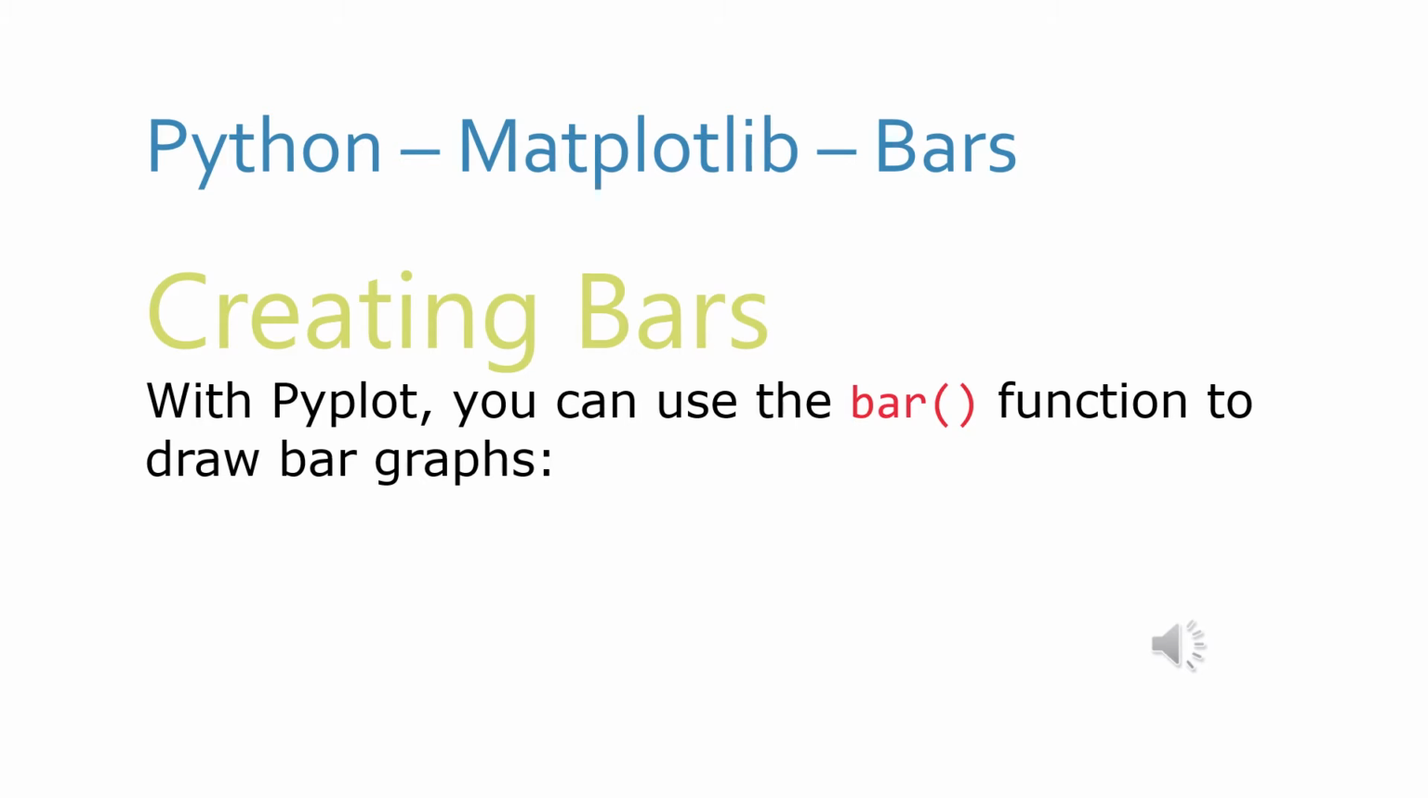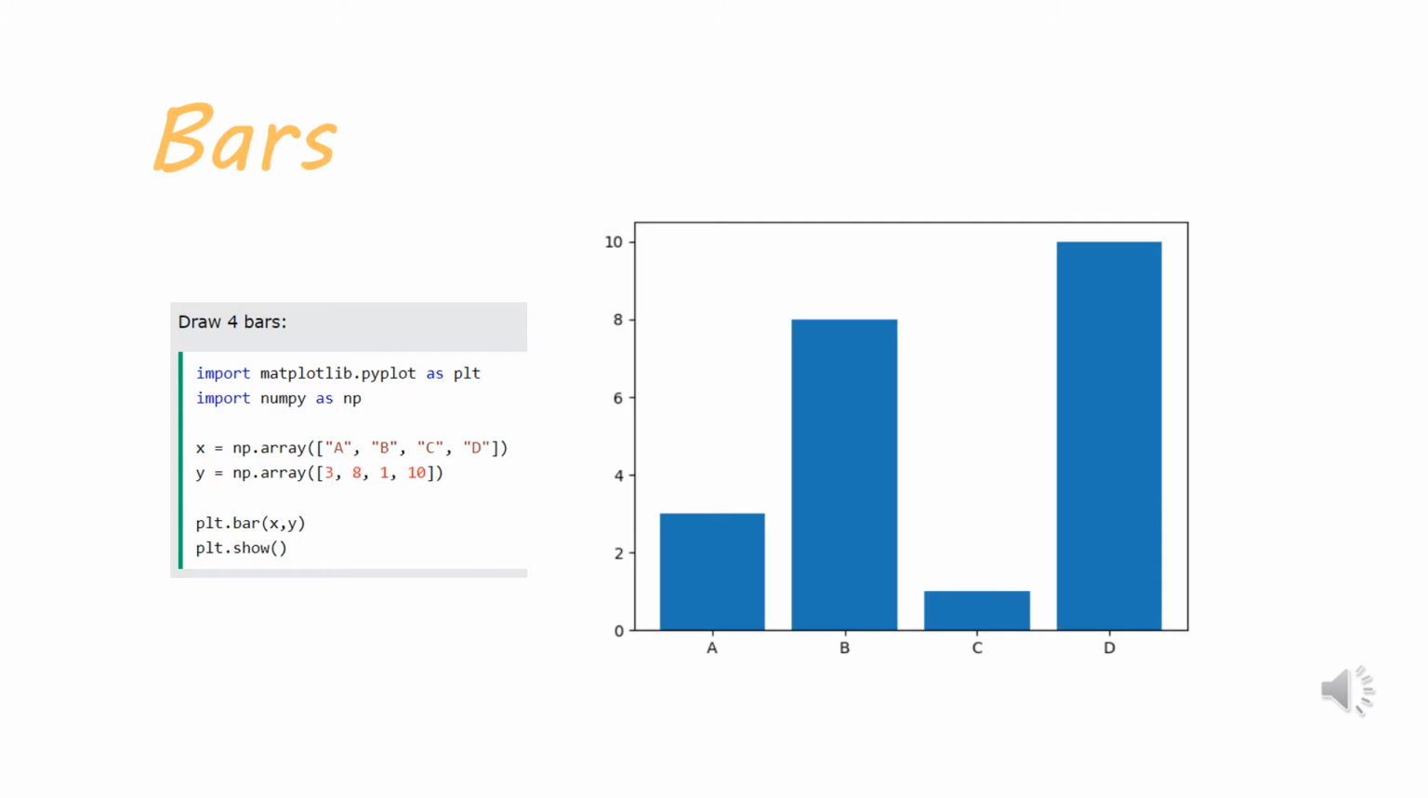Python Matplotlib library. Bars: creating bars with pyplot, we can use the bar function to draw bar graphs. So we have two axes here, x and y. The x-axis is np.array of A, B, C, D, and the y-axis contains 3, 8, 1, 10. So we are going to plot a bar for x, y and show it. You can see A, B, C, and D as the bar names, and the bar graphs are presented based on the items we have listed, like plt.bar(x, y).